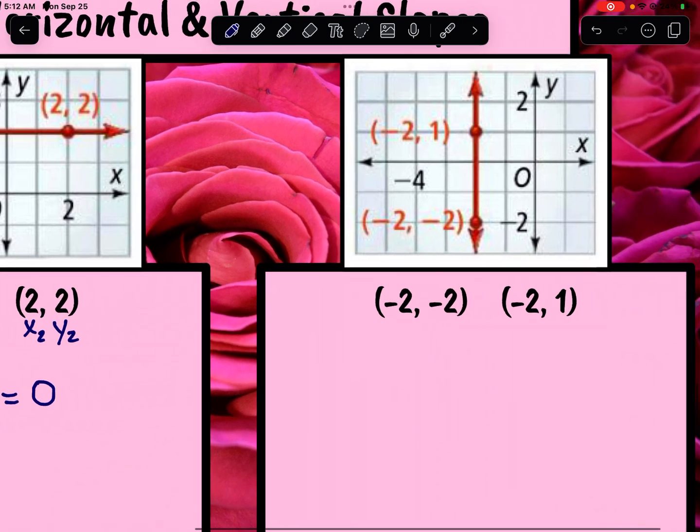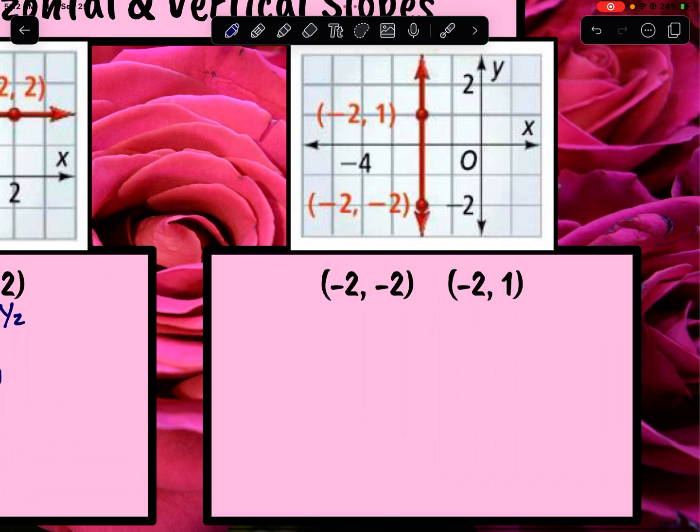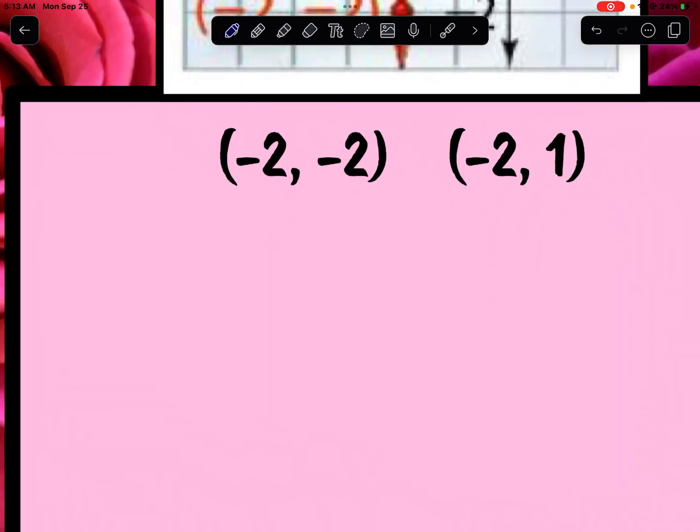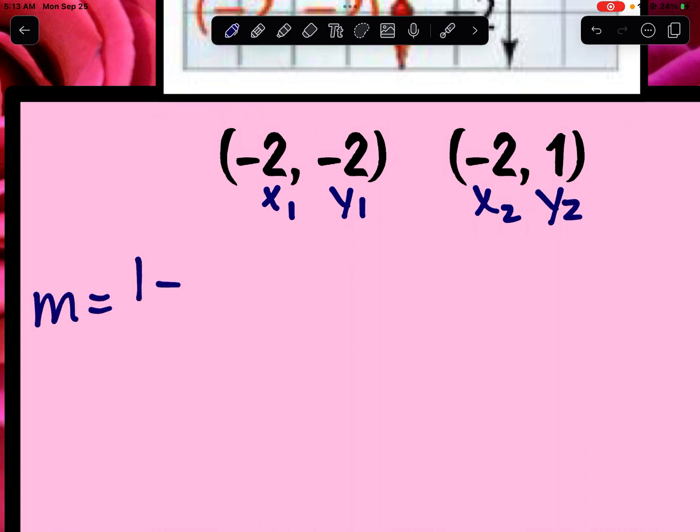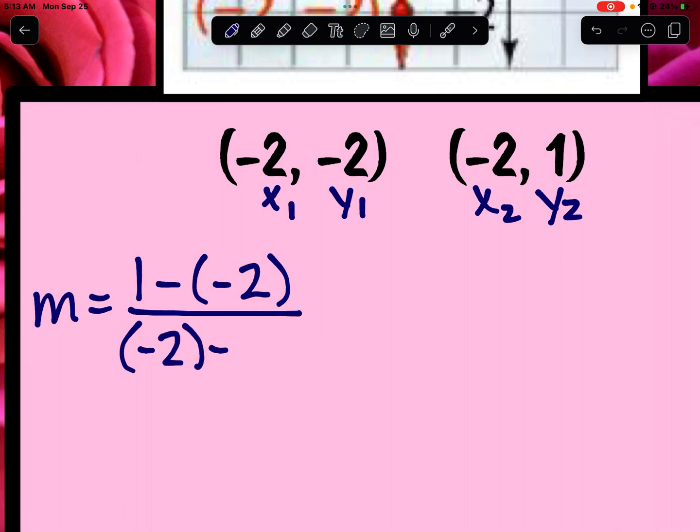Okay. Let's look at vertical. We already know that when slope dude fell off the cliff, it was undefined. So let's see what that looks like when we do the math. x1, y1, x2, y2. Slope is 1 minus negative 2 and negative 2 minus negative 2. So I'm going to rewrite this. Minus a negative is same as plus a positive.